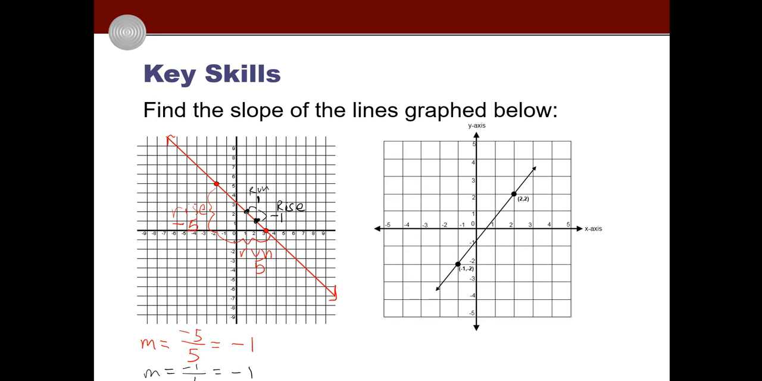Now, I could have gone this other direction. I could have gone down 1, right 1. I still would have gotten the same thing. I could have even started at this dot and gone up, which would be positive 1, and left, which would be negative 1, still gives me negative 1. So down and left are negatives, up and right are positives. Or you can just count the numbers and look at your line. If it's going down, the whole thing is negative. If it's going up, the whole thing is positive.